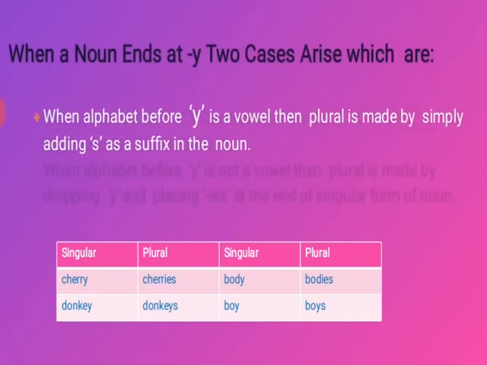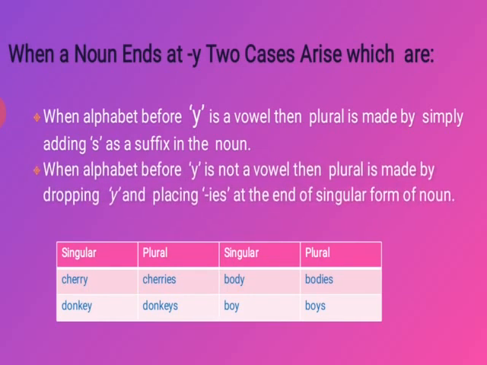When a noun ends at Y, then again two cases arise. When the alphabet before Y is a vowel, like in donkey and boy. In donkey, the alphabet before Y is a vowel, that is E, and in boy it is O before Y. Then plural is made by simply adding S as a suffix in the noun.